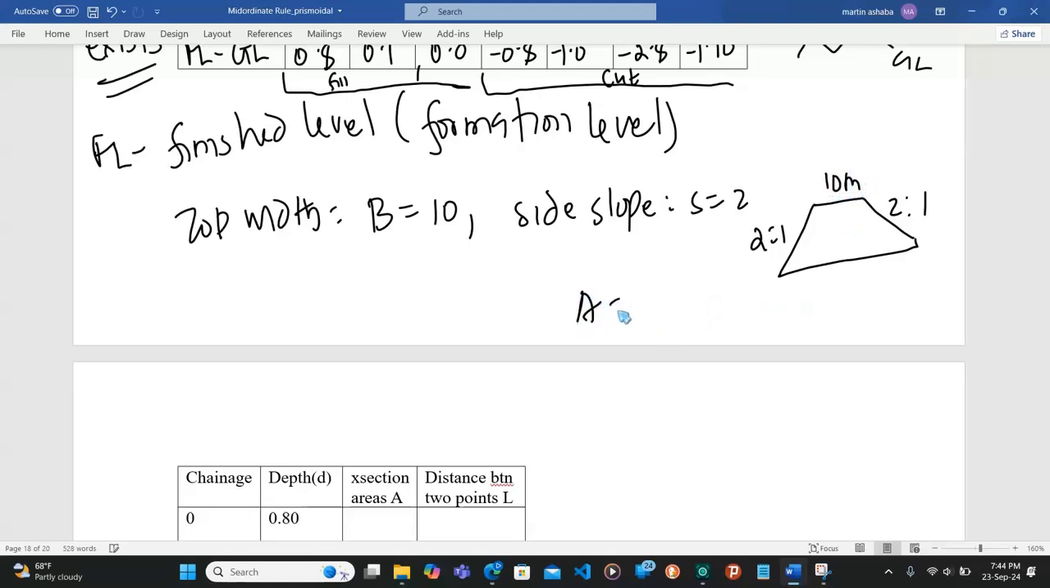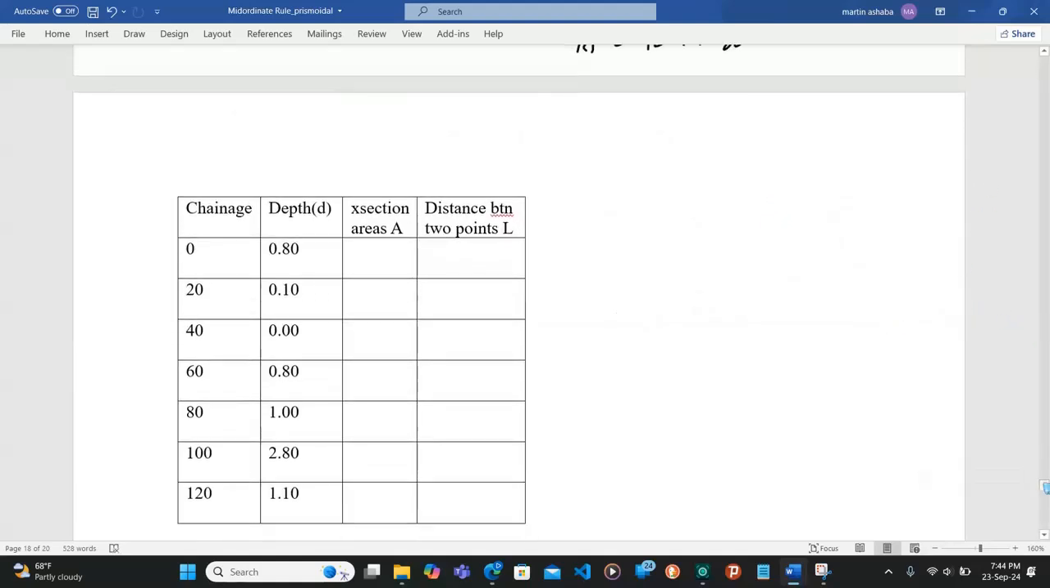So what is the area of each of those cross sections as we move away from the first section? It is going to be BD plus SD squared, whereby D is the depth at each section. So the area that we're talking about is going to be BD plus SD squared. Remember, this is the same as 10 times D plus S, which is 2, times D squared, because 10 is a constant and S is a constant.